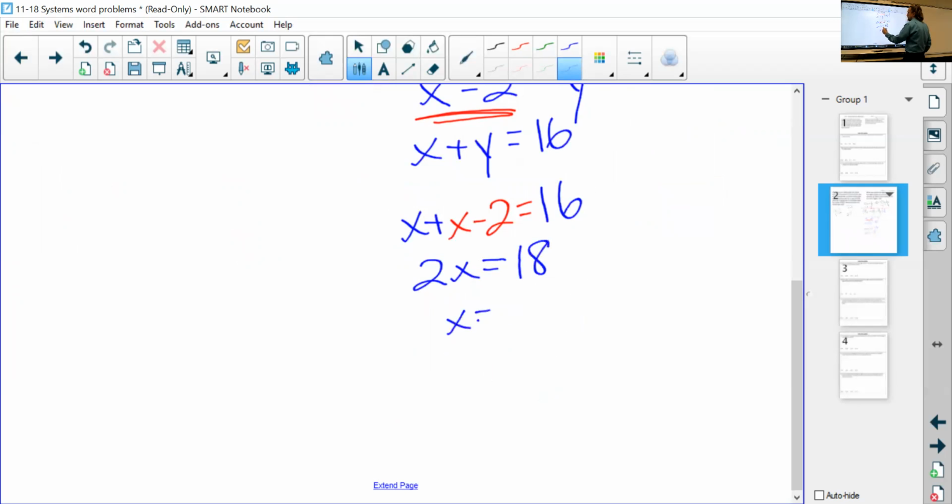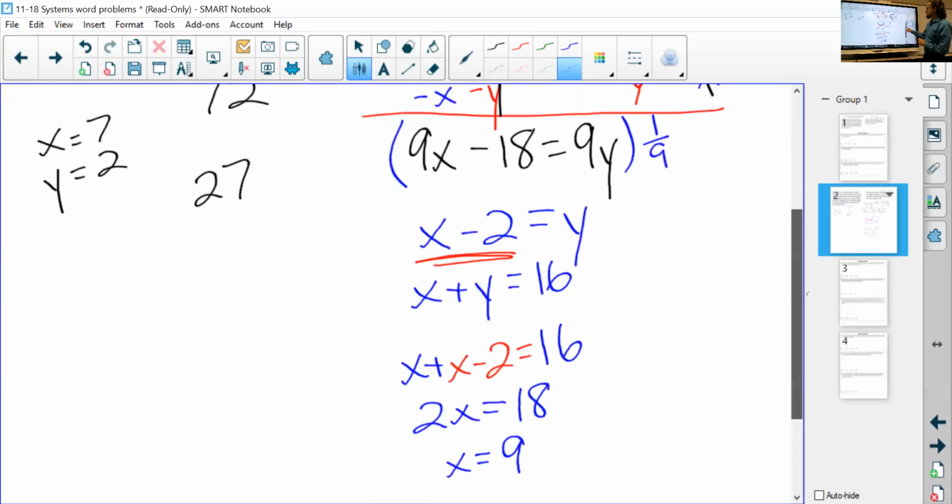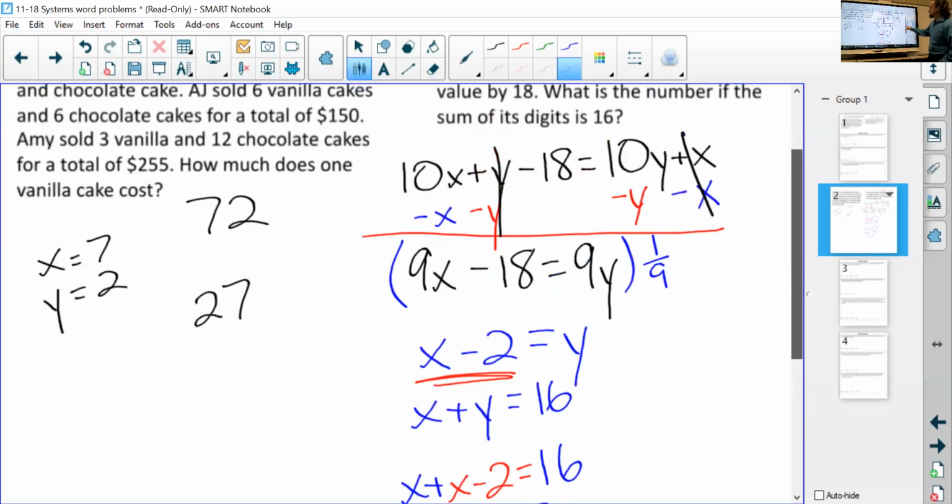So x equals 9. Is that right? Did I do this correctly? I hope so. Wait a minute. No. Wait, I messed up somewhere. What did I mess up on? Oh, wait, 16, why did I put 16? Oh, no, that's the sum of them. All right. But x shouldn't be 9 now. Hold on.